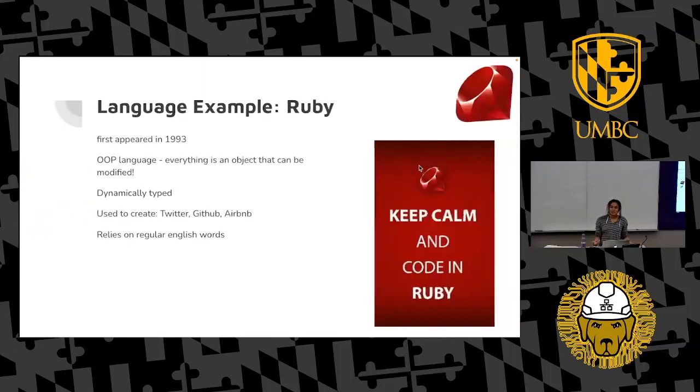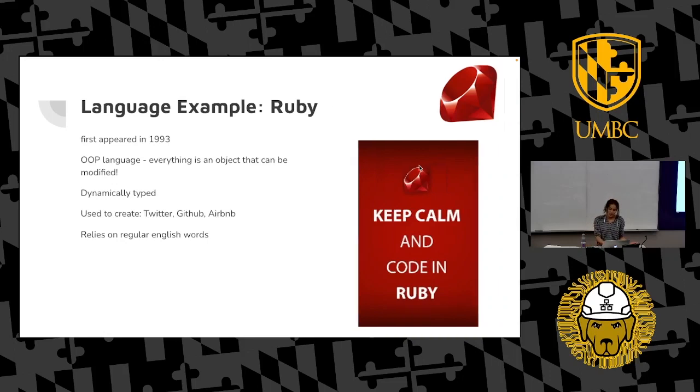An example that I use for interpreted languages, Ruby. Y'all thought I was going to use Python. Ha! We use Ruby. It first appeared in 1993. It's an object-oriented language, funnily enough. Everything is an object and can be modified. Scary. And it's also dynamically typed like Python, so you don't need to specify that something is an integer. Ruby will just figure it out on its own. And it's used to create stuff like Twitter, GitHub, and Airbnb, apparently. And it relies a lot on regular English words, so it's a fairly high-level language in that definition.